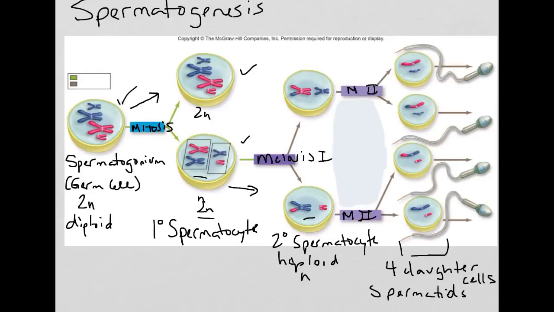Okay, those will eventually mature. They are not ready to go out and do their job yet. They have to mature. They have to lose some cytoplasm. They have to get this cap here. They have to get a tail. So they will go through a maturation process in the testes, and eventually they will be sperm. And notice that again with crossing over and with independent assortment, all of these sperm will be unique. Their genetic combination is unique.